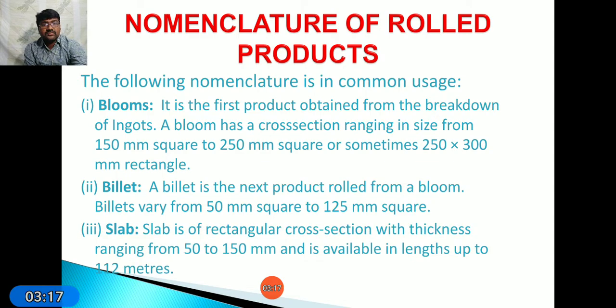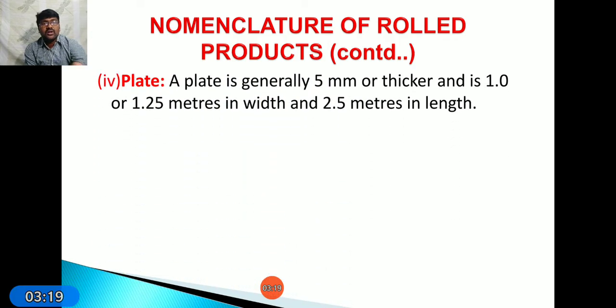Next, plate. A plate is generally 5 mm or more in thickness, with a width of 1 to 1.25 meters and a length of 2.5 meters. These are the dimensions of the plate. We consider the part with thickness of 5 mm, width of 1 to 1.25 meters and length of 2.5 meters as a plate.